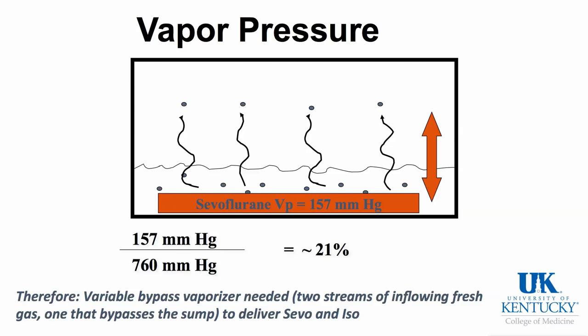In the case of sevoflurane, same idea. Vapor pressure is 157 at 20 degrees. Total pressure of the system is 760. Divide those two together, and you would have 21% above that liquid. Again, emphasizing the fact that we need a flow-over vaporizer to deliver sevoflurane and isoflurane.